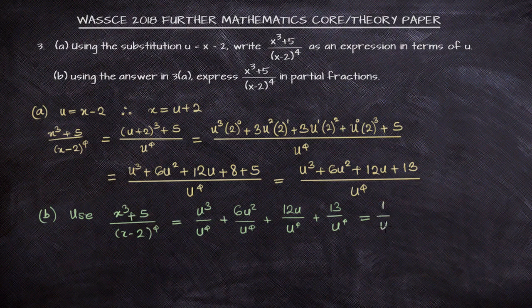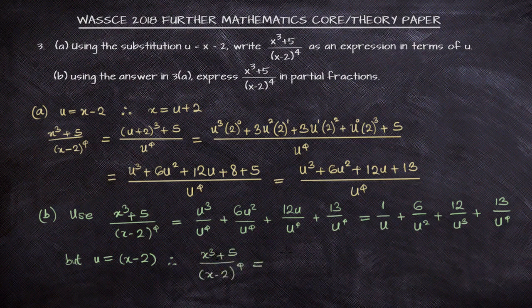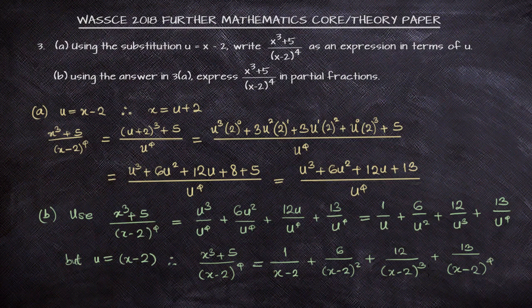partial fraction, and this will be 1 over u plus 6 over u square plus 12 over u cube plus 13 over u4. And now if you're observant, you will discover that we are having the denominator in increasing powers of u, but we know that u is x minus 2. So if we substitute that, what we are asked to find will come out as 1 over x minus 2 plus 6 over x minus 2 all square plus 12 over x minus 2 raised to power 3 plus 13 over x minus 2 raised to power 4. And that has given our expression exactly in partial fractions as we are asked to do.